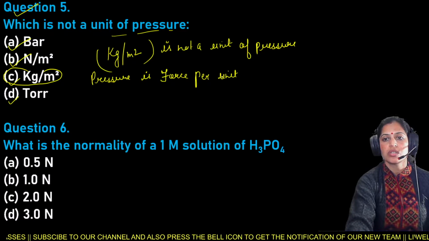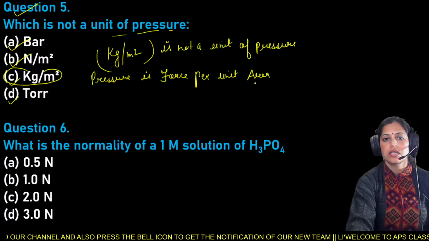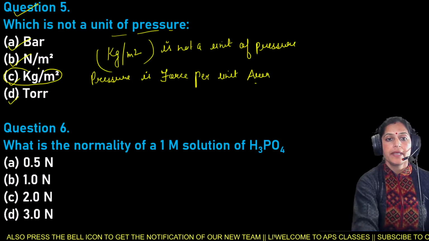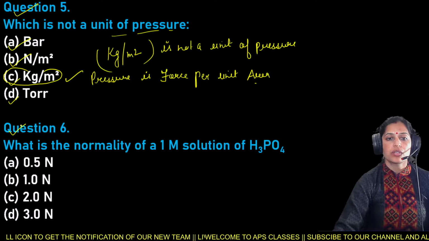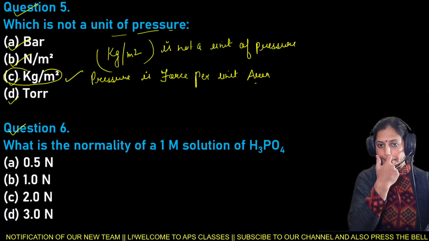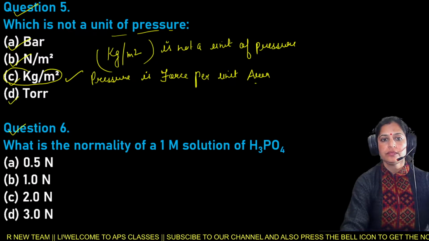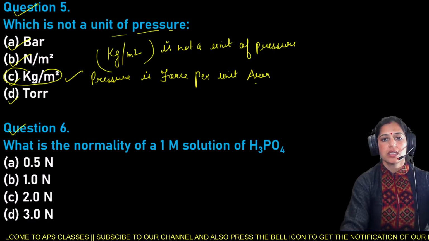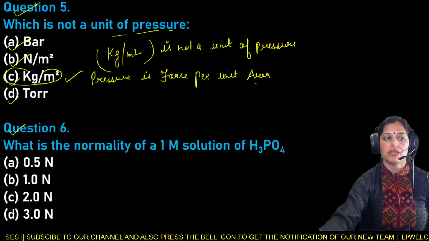Pressure is force per unit area, not kg per meter square. So kg per meter square is not the unit of pressure. So here this is the right answer. Next is your question number 6, and your question number 6 is, what is the normality of a 1 mole solution of H3PO4?